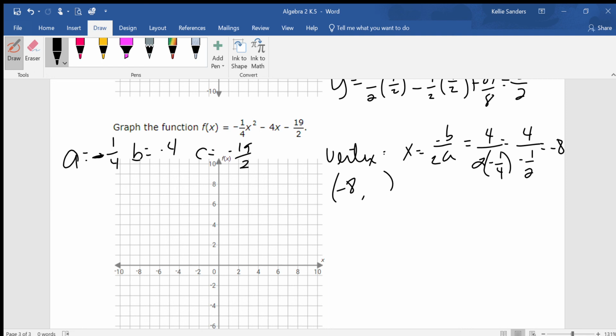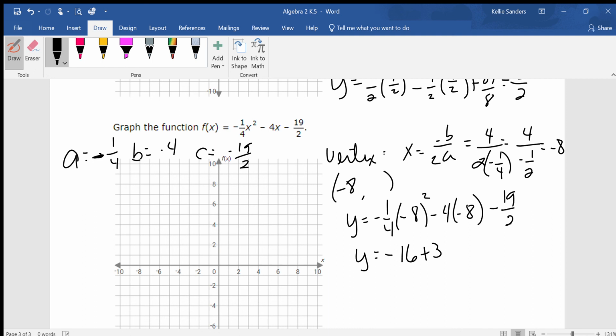And now to be able to find the y, we're going to put -8 in here. Because hopefully I'm right on that -8. -8 squared is 64, -64 over 4, -16 plus 32 minus 19 over 2.